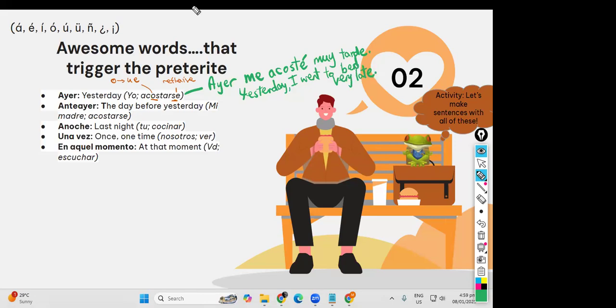When we make the sentence, it will use preterite tense, right? Everybody understands what we're doing? So for the second word, anteayer, I'm asking you to use again, acostarse. But this time I want you to make it agree with mi madre, my mother. Right? So tell me something about what time my mother went to bed. Or some detail about it. Right? Now this is how we're going to check to make sure we understand how to conjugate in the preterite, right?